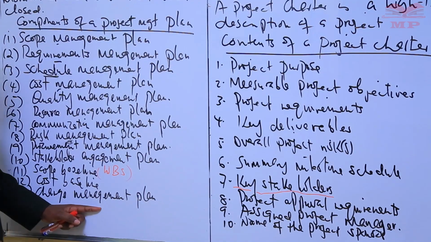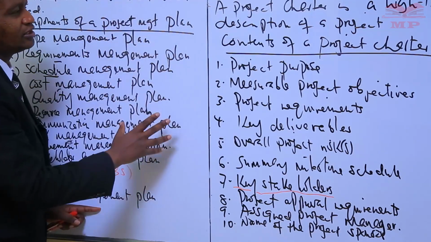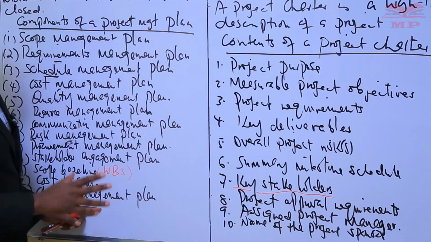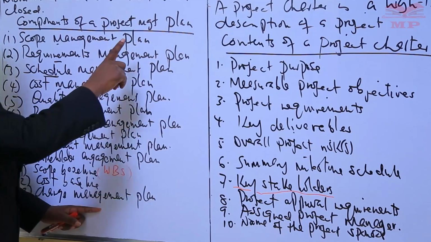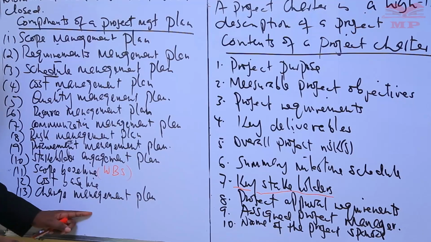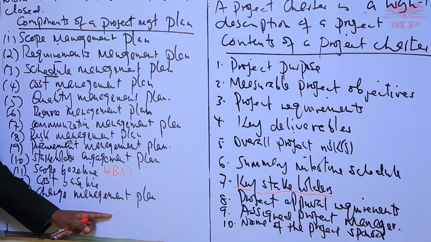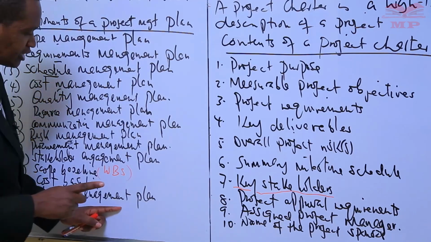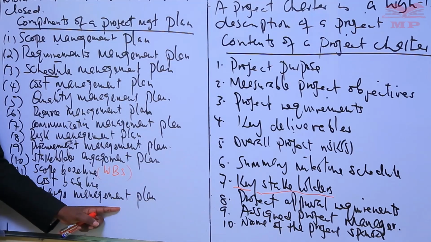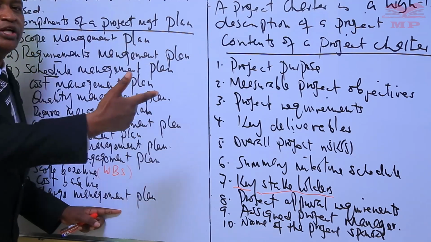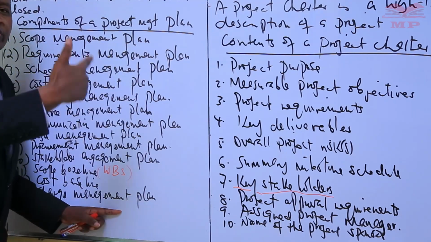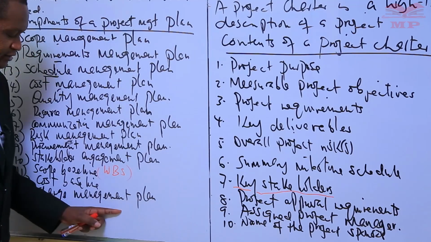So before commencing or starting up a project, you need to have a project management plan which should contain a change management plan. And the purpose of the change management plan is to describe how changes throughout the project will be formally authorized and incorporated.